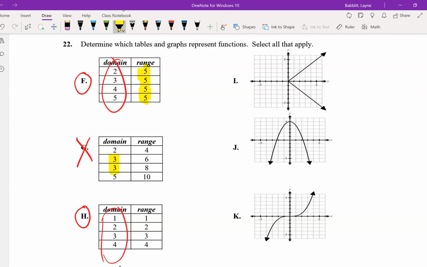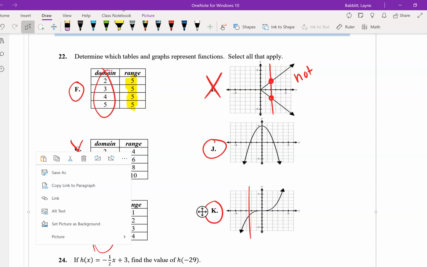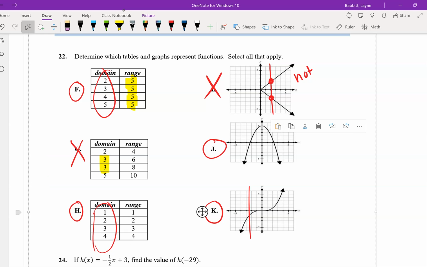If you're looking at a graph, the thing you need to check is the vertical line test. If you draw a vertical line, straight up and down, and it crosses the line more than once, it is not a function. If I draw a vertical line on this, it only crosses once. No matter where I draw that line, it is only crossing the function once. So that is a function. Vertical line test on this: there's nowhere I can draw a vertical line that crosses more than once. So this is also a function. So my answer is F, H, J, K.